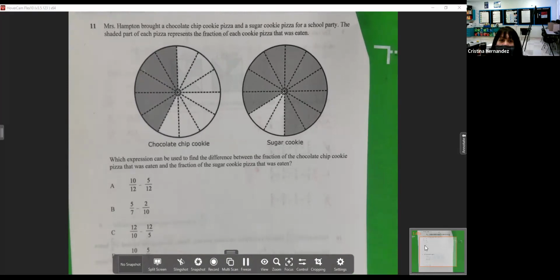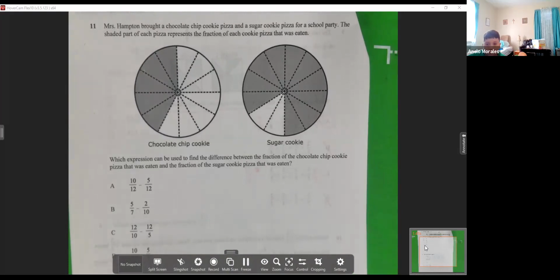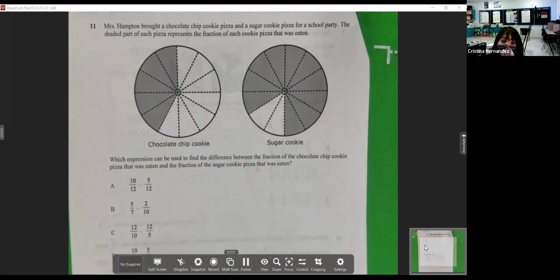Miss Hamilton bought a chocolate chip cookie pizza and a sugar cookie pizza for a party.